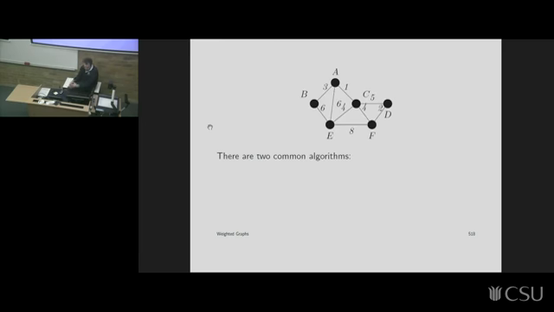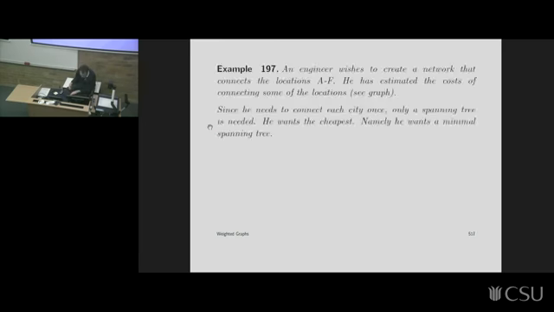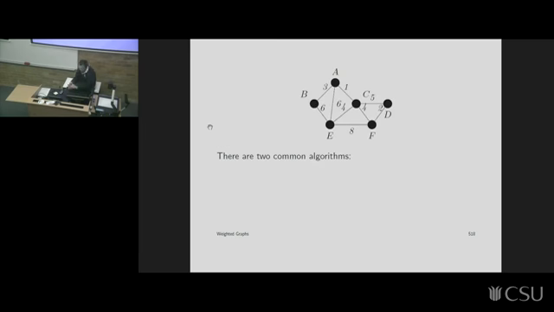So this is an example of an engineer trying to connect different things together. A, B, C, D, E, F are different locations, and he's estimated the cost to connect the different nodes together. So A to C would cost 1 unit, and D and F would cost 2, for example. He doesn't need to connect everything directly. One way of connecting A to D, for example, would be to have A to C, then C to F, and F to D. That would be a sufficient way of connecting A to D, so long as there's a path between them, they're connected.